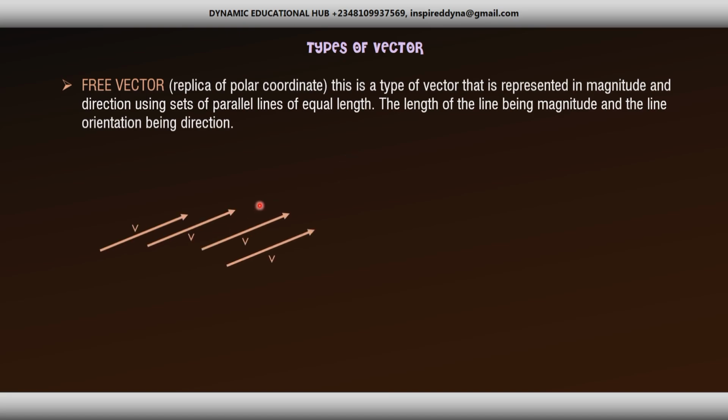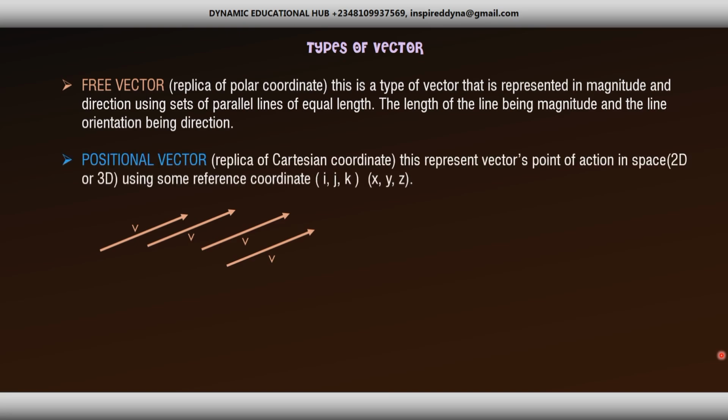For instance, let's look at this diagram. We have vectors here. This is free vector. Now look at this one here. It's still the same thing as this. So if this one represents vector v, this one is also v, a line that is parallel and having equal length. This one is also v, a line that is parallel and having equal length. Now it doesn't matter so far you draw a line that is having equal length and parallel, it still represents that vector you're talking about.